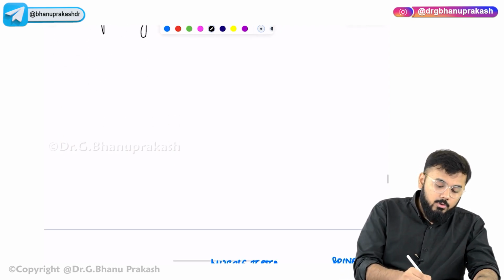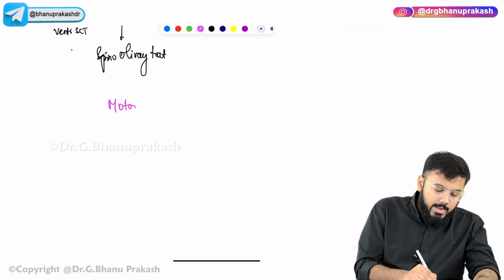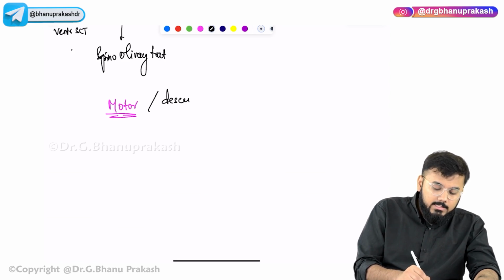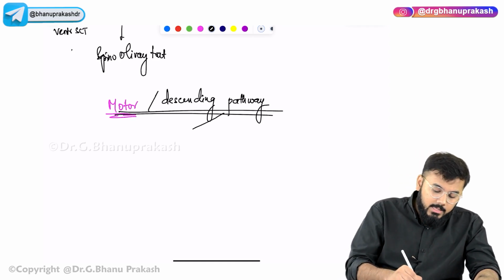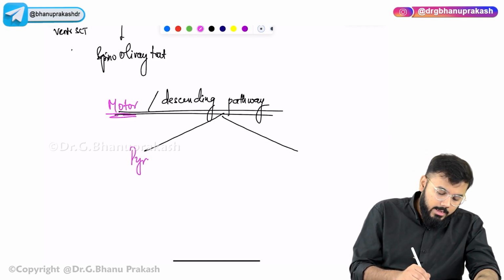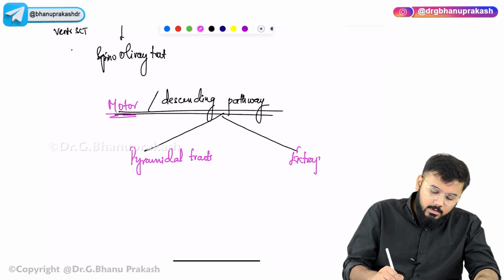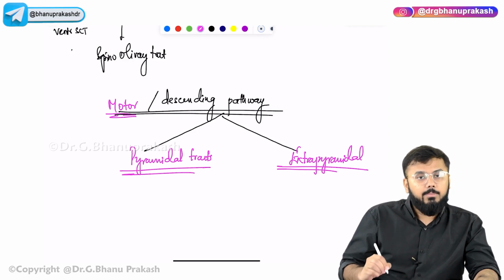Now, let me discuss about the motor tracts. Motor tracts are also called as a descending pathway. Now, these motor tracts or descending pathways, they are of basically two important types. What are these two important types? One is called as pyramidal tracts. Another one is called as the extrapyramidal tracts. Pyramidal and extrapyramidal.